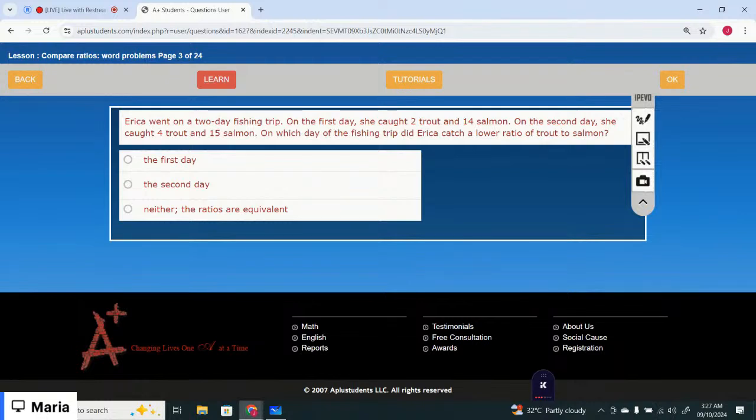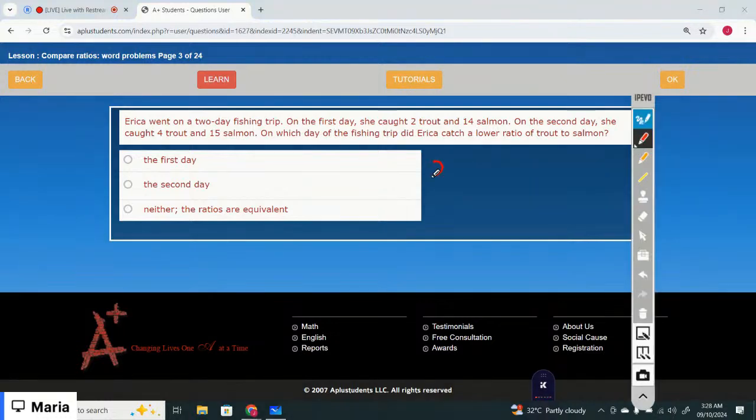Erica went on a 2-day fishing trip. On the first day, she caught 2 trout and 14 salmon. On the second day, she caught 4 trout and 15 salmon. On which day of the fishing trip did Erica catch a lower ratio of trout to salmon? So, which is the correct option?